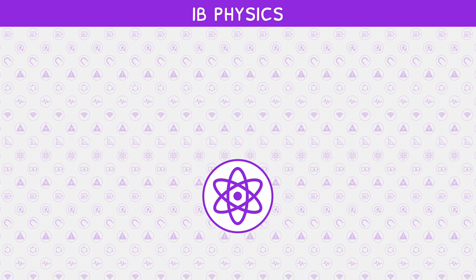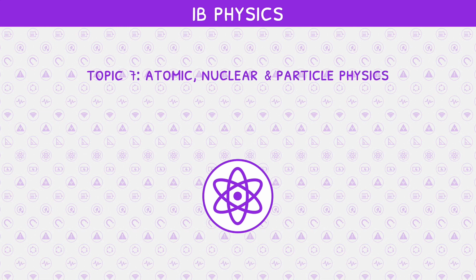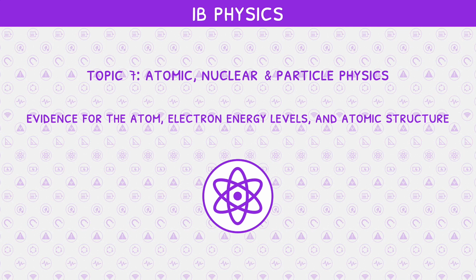This is the first video in IB Physics Topic 7, Atomic, Nuclear and Particle Physics, where we will be looking at evidence for the atom, electron energy levels, and atomic structure. You should already be aware of basic atomic structure from your NYP or GCSE courses, but you're expected to know a few extra details in the IB Physics curriculum.